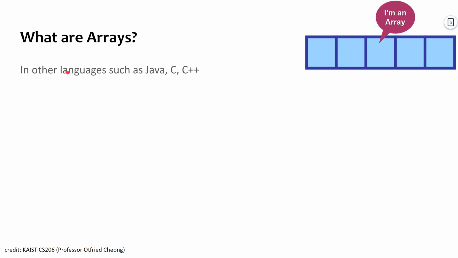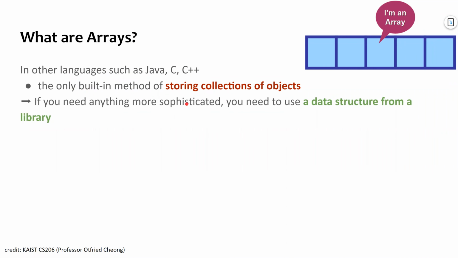In other languages such as Java, C, or C++, the only built-in method of storing collections of objects is the array. If you need anything more sophisticated, you need to use a data structure from a library.